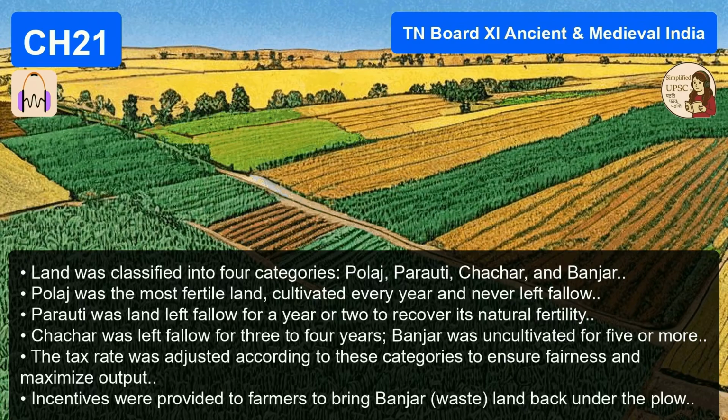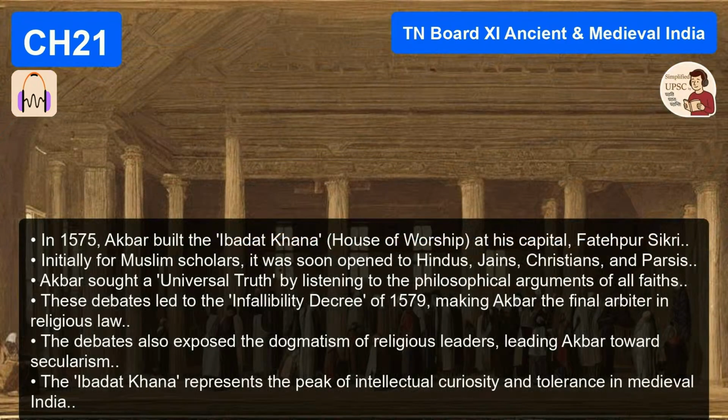And the state offered concessions to bring this banjar land under the plow. This level of detail shows how sophisticated the administration was. They weren't just grabbing cash. They were actively managing the agricultural life cycle of the empire.